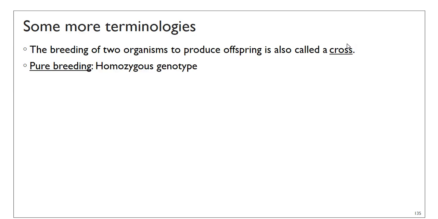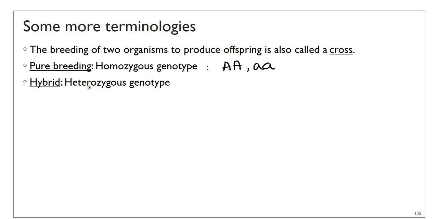Pure breeding is when an organism is homozygous for that trait. So the organism has two copies of the same allele of that trait. So for example, if somebody is AA or aa, so that sounds the same, but it's like all capital A's or all lowercase a. So that's pure breeding.